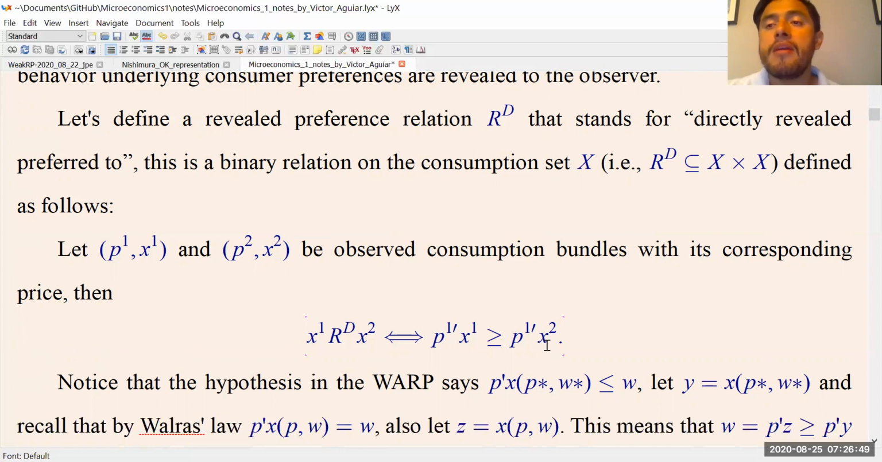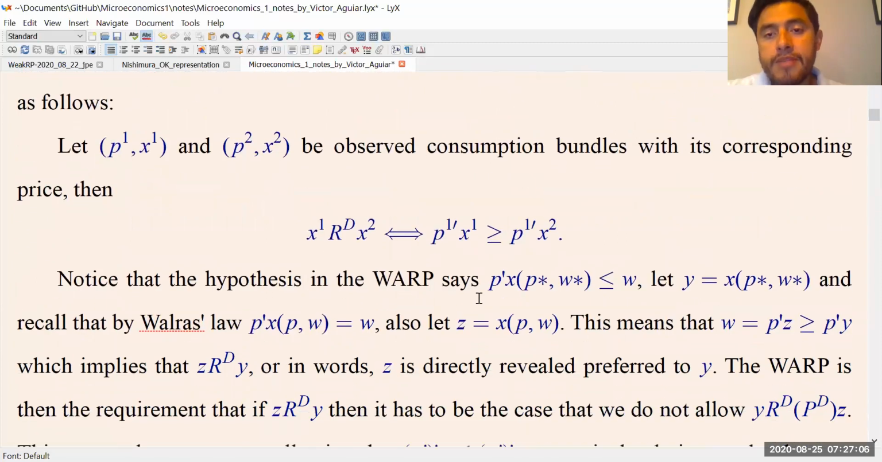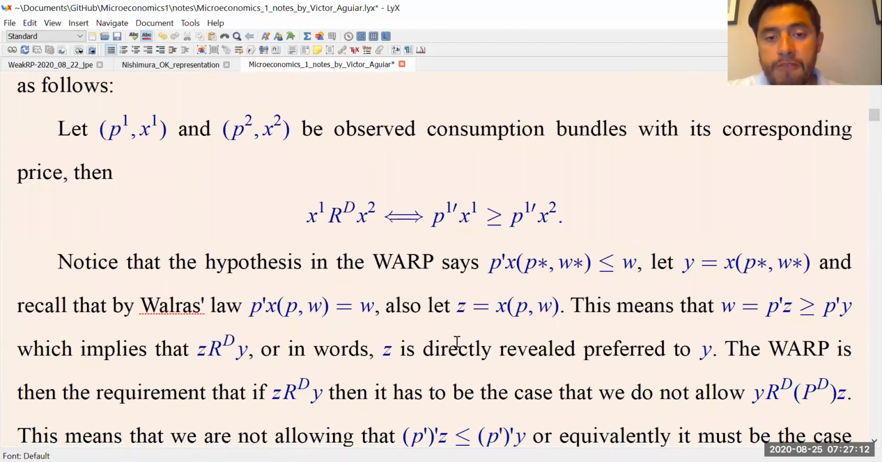So now I'm declaring this object, which is an empirical observation, as: X1 is directly revealed preferred to X2, okay? So now this is a data point. I have declared that X1 is revealed preferred to X2. What is the rule? So WARP is telling me now, remember what I wrote before, if I rewrite this in terms of this revealed preference relation, I'm going to be able to say the following. So remember what I said originally.